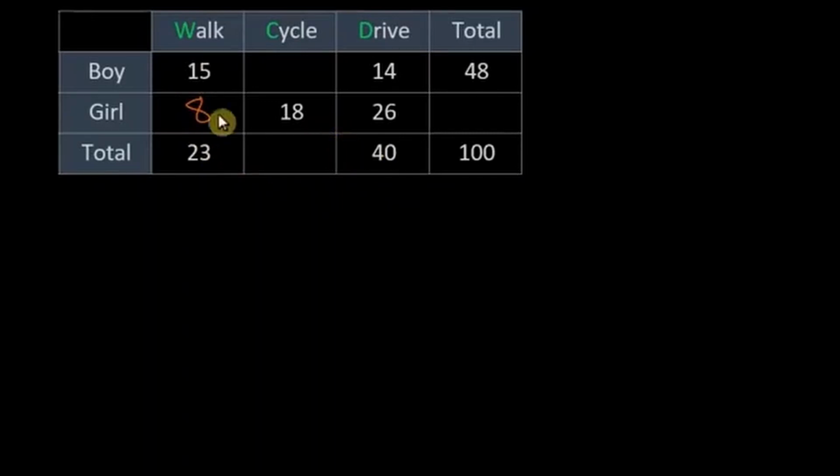You could also write 8 plus 18 plus 26, the total would be 52. We could also write 15 plus this number plus 14 is equal to 48. So this number is 19.